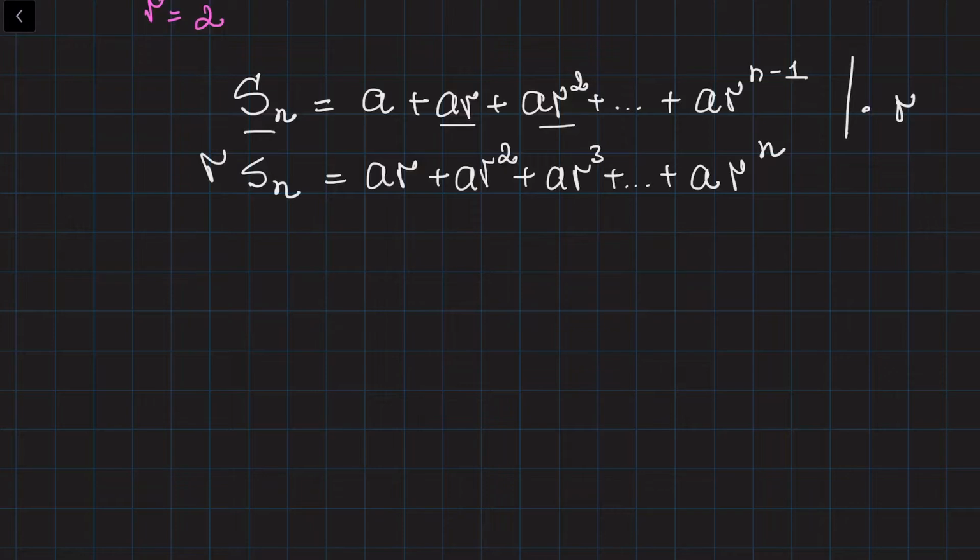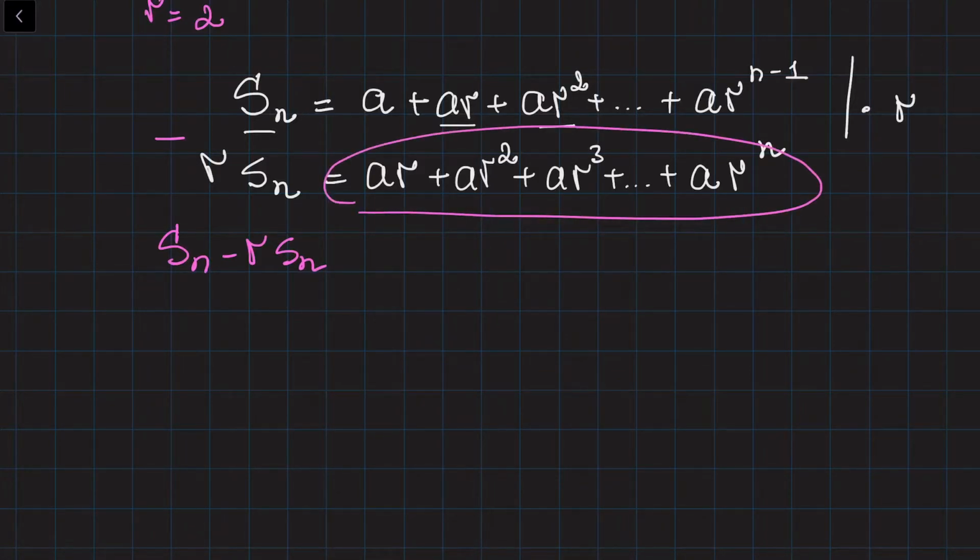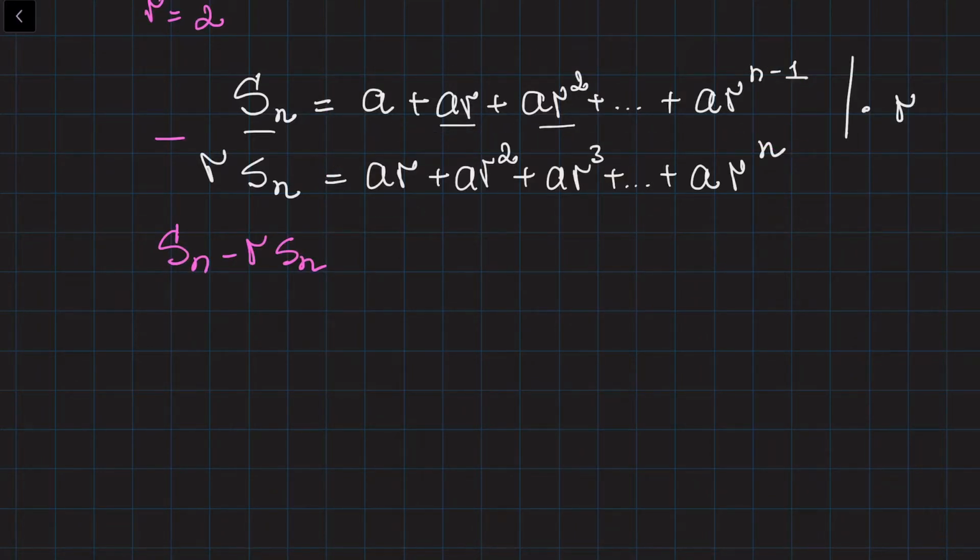Now I'm going to subtract these two equations. On the left-hand side, I obtain Sn minus r Sn, and on the right-hand side, I subtract all of these terms from the first row. If you do this, you can see that some of the terms are equal. For example, this term and this term are equal, and if you subtract them, they cancel each other. This term and the next term here are equal, and so on.